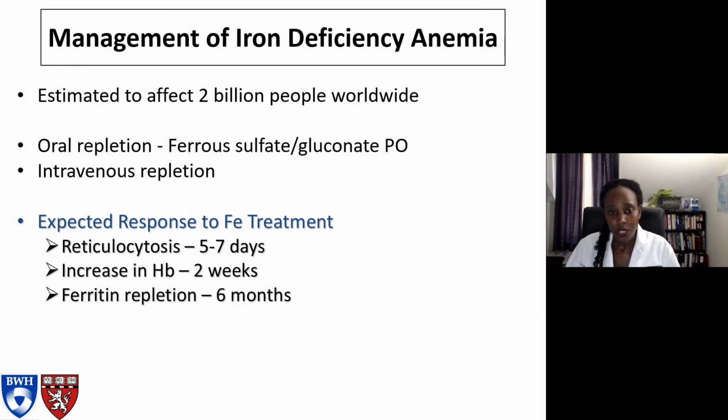We expect reticulocytosis within a week of starting iron, whether it's oral or intravenous. There should be an increase in hemoglobin within 2 weeks, maybe not to normal, but at least an increase. And ferritin repletion may take up to 6 months. So if you do not see these responses, it's important to look for a different cause of the anemia.